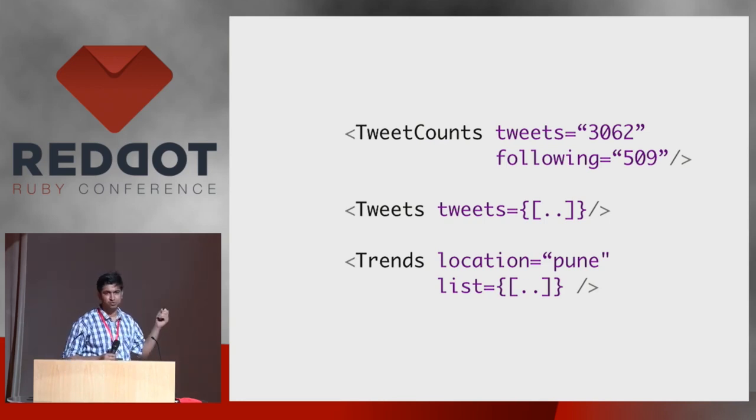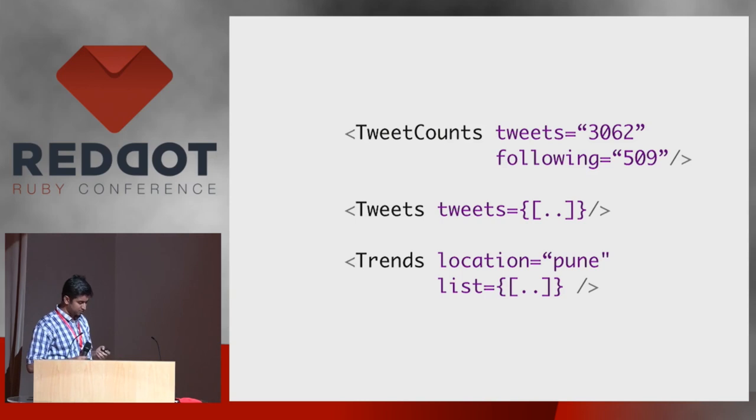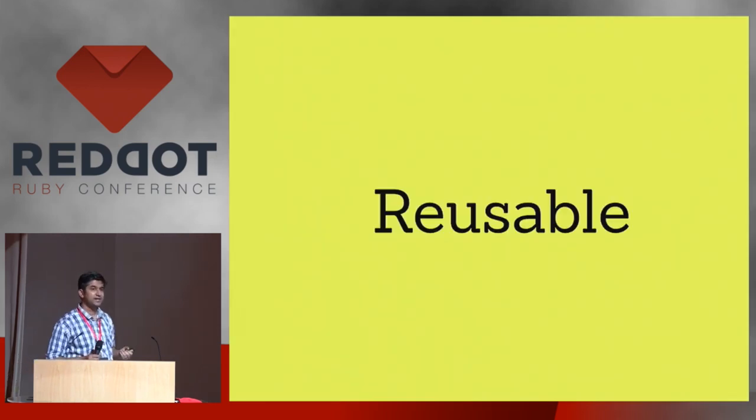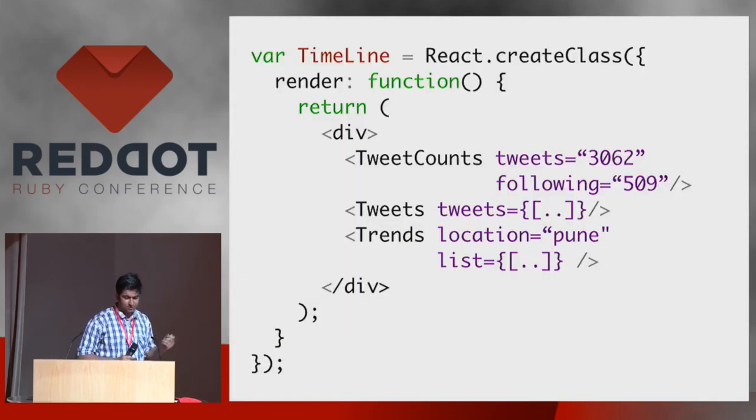We send all the tweets to the individual tweets component. So we are sending all the data, and that's why the components are becoming reusable. A component has everything that it needs to render a particular piece of UI, and as it is just a small unit, it can be reused in other places. Like this, I'm composing everything that I built earlier into a big timeline. So timeline is the parent component, and it is composed of my tweet counts, tweets, and trends.